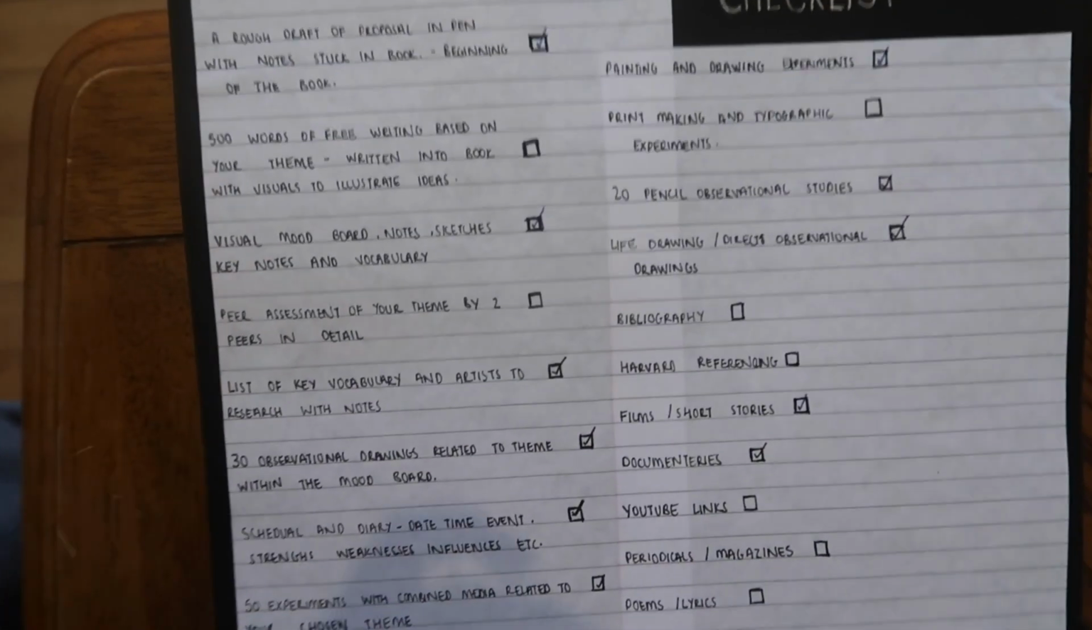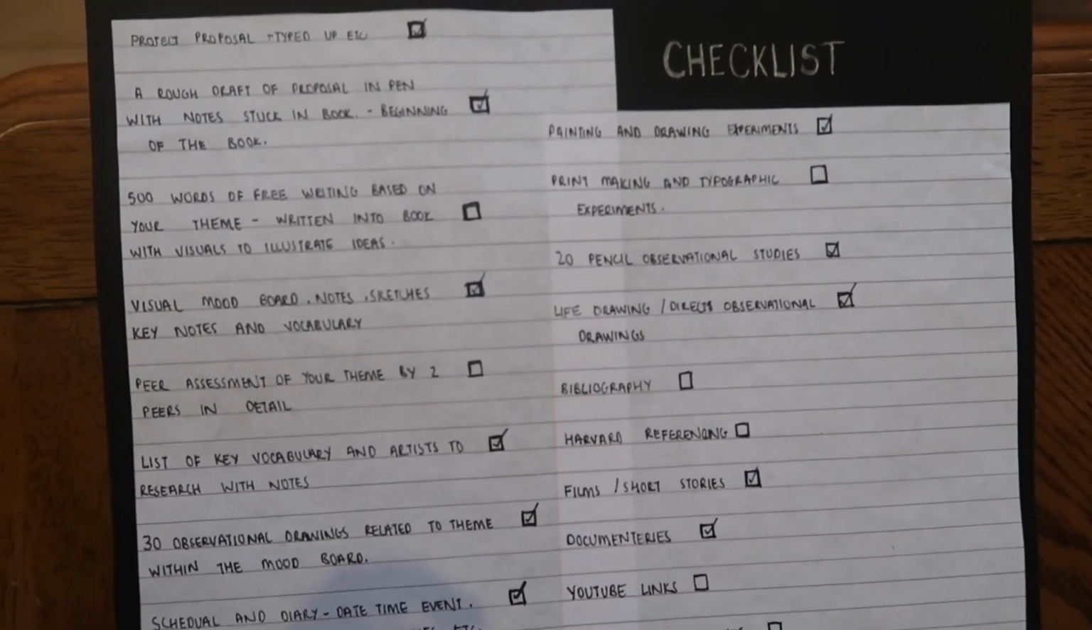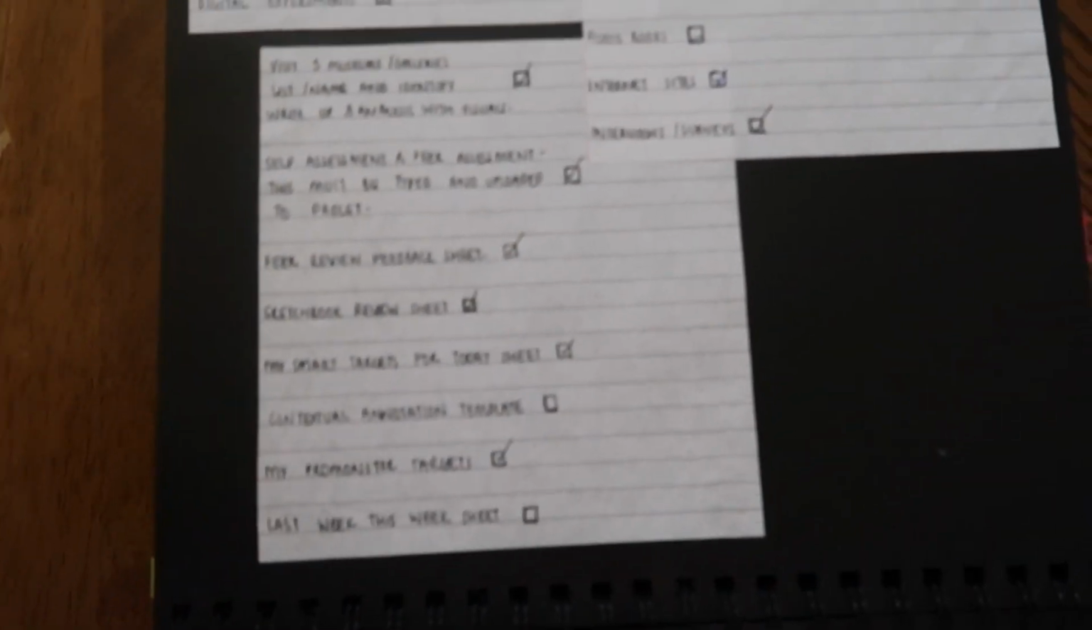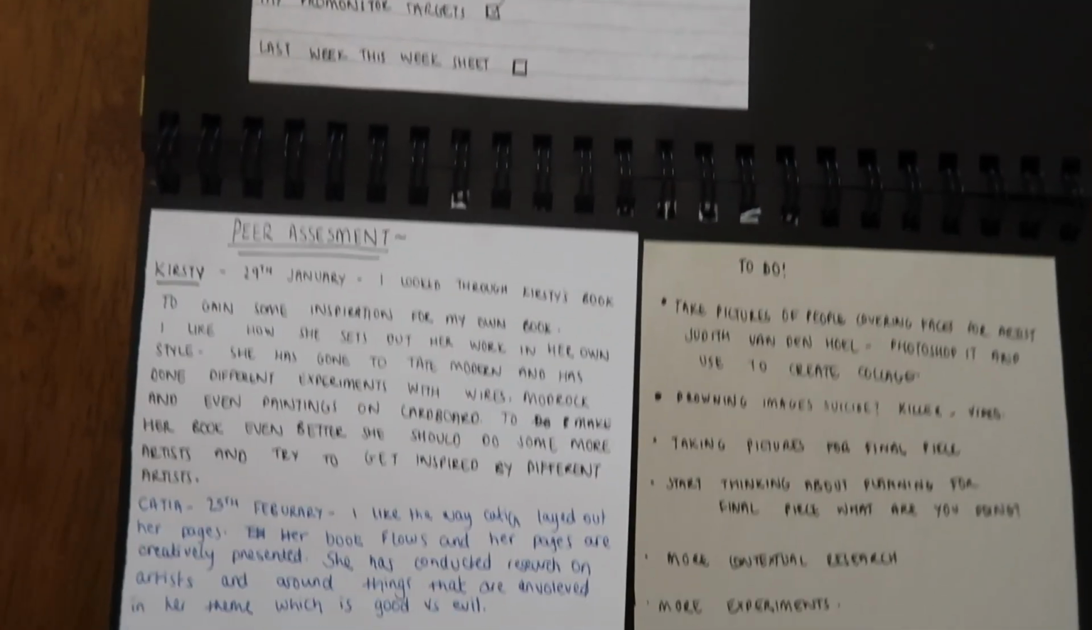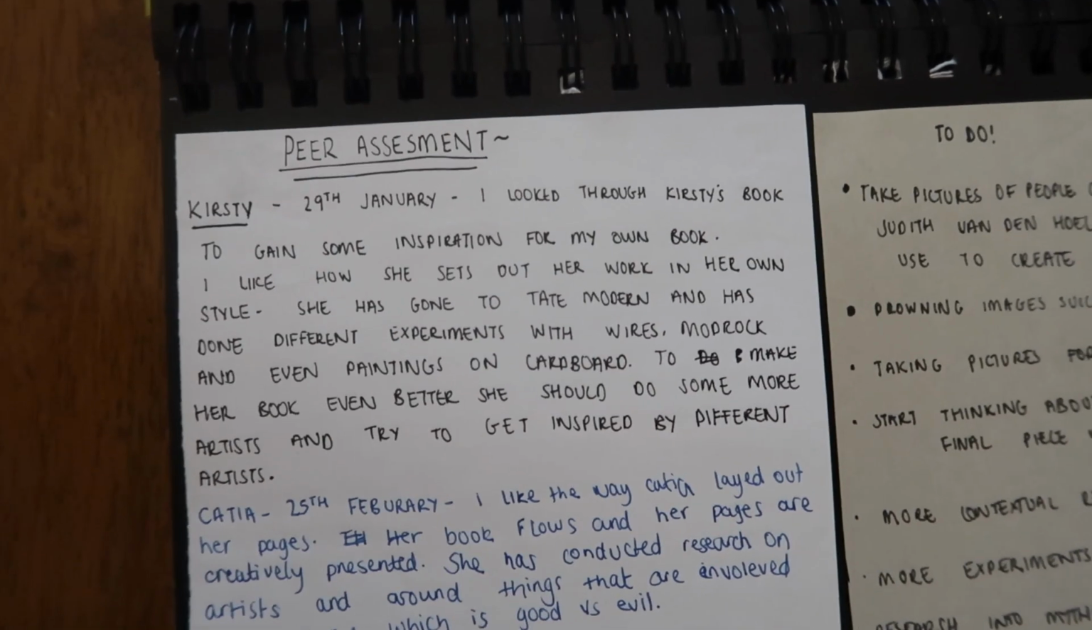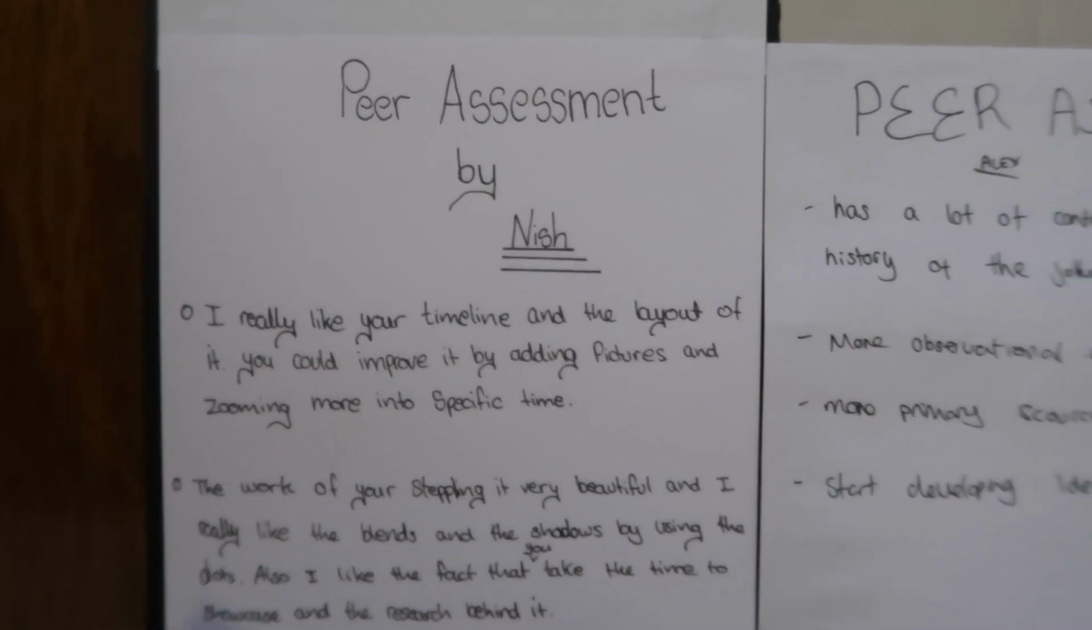Again, from the last video, you already know that you have to do checklists and tick those checklists so that they know that you're doing your work properly. You need to-do lists and peer assessment. Peer assessment is really fundamental in art and design, so I got lots of people to do peer assessments for me.